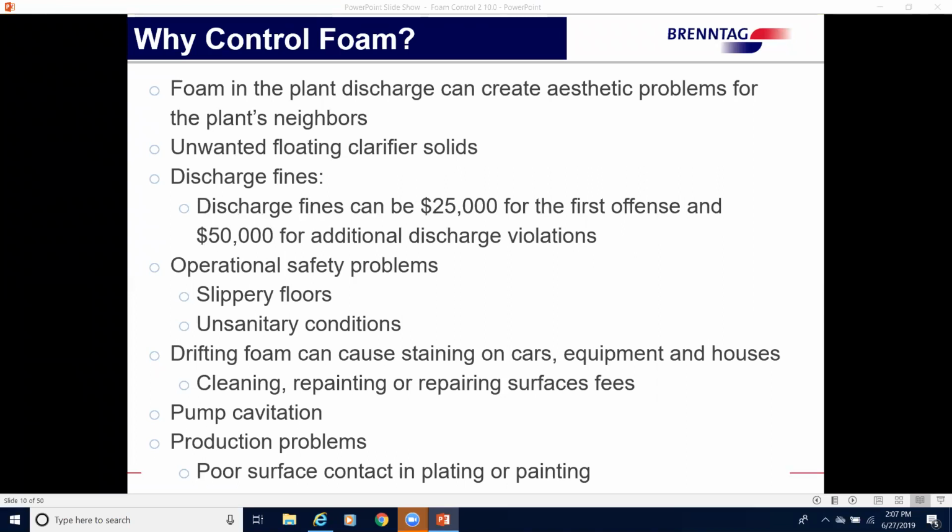A great example of that would be in a plating shop. Let's say that they're plating different types of metals, and if there's foam present, that foam can actually provide a barrier on the surface of that metal to where you can't plate it like you're supposed to, or it could cause issues down the road.